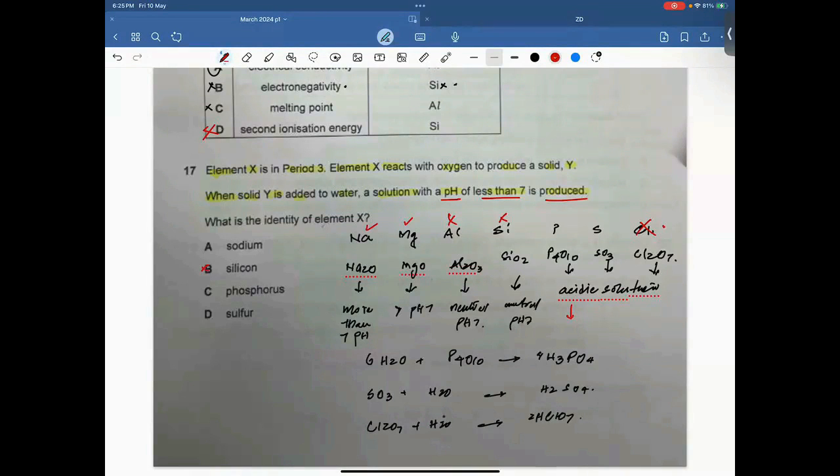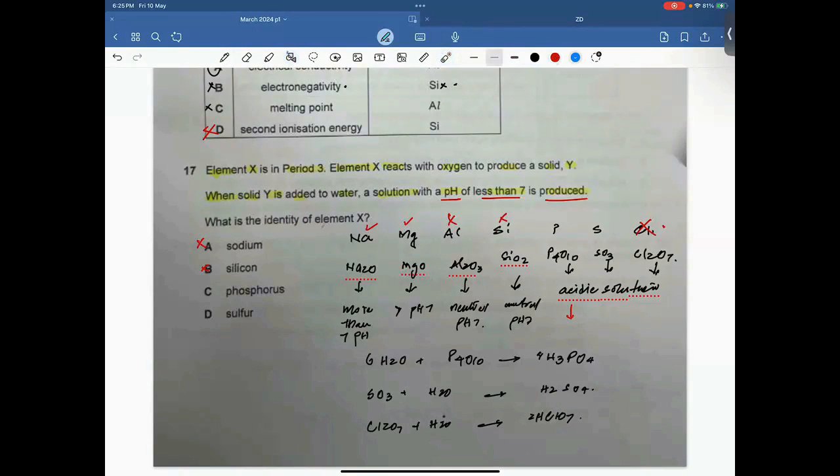Silicon is also incorrect. Sodium is also incorrect because sodium produces an alkaline solution, and silicon is insoluble. The competition exists between sulfur and phosphorus. Sulfur produces H2SO4, phosphorus produces H3PO4, and sulfuric acid is a stronger acid than H3PO4. And solid Y, okay. That's a very technical aspect.